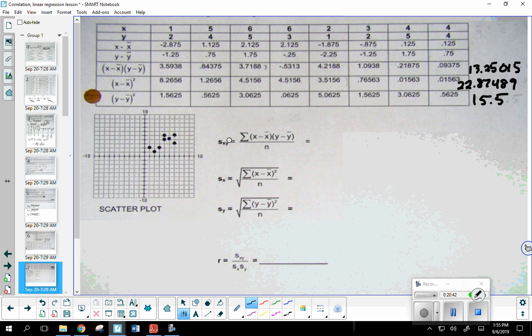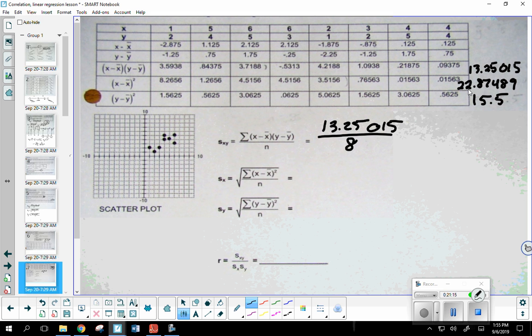Okay, so this right here, S sub xy, remember that's the covariance. So according to this, I need the sum of the product of those differences. That was given to me as 13.25015. Now, what am I going to divide that by? 8. Now remember, there's only 8 elements in the x set. There's only 8 elements in the y set. We don't count them all together. We're comparing 8 different pairs.